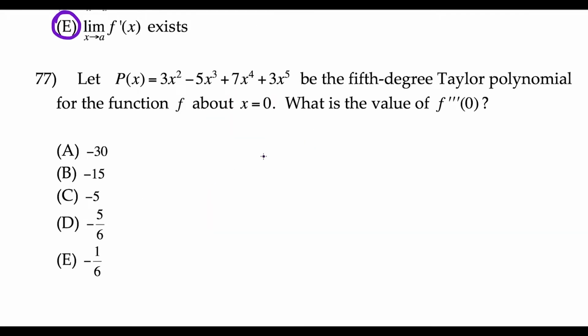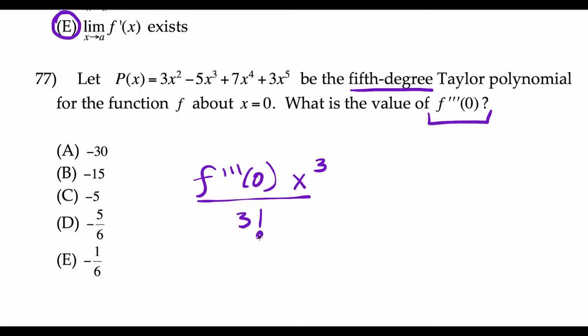Question 77, we have p of x is the fifth degree Taylor polynomial for the function f about x equals 0. We want to know the value of f triple prime of 0. So if we look, when we're building up a Taylor polynomial, the third derivative at 0 would tell us we would have f triple prime of 0 times x to the third over 3 factorial. So this would be the entire term if we were to plug into the formula for a Taylor polynomial centered at 0. So once again, just know your formulas for the AP test.